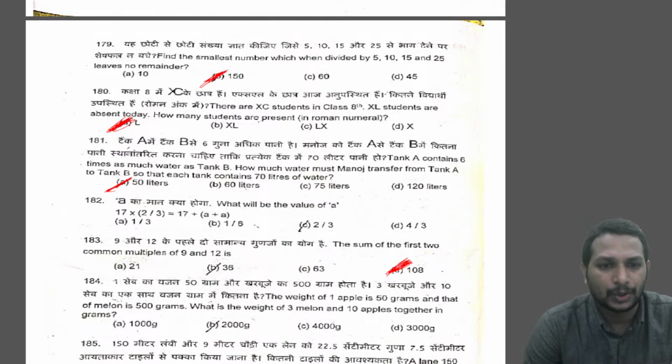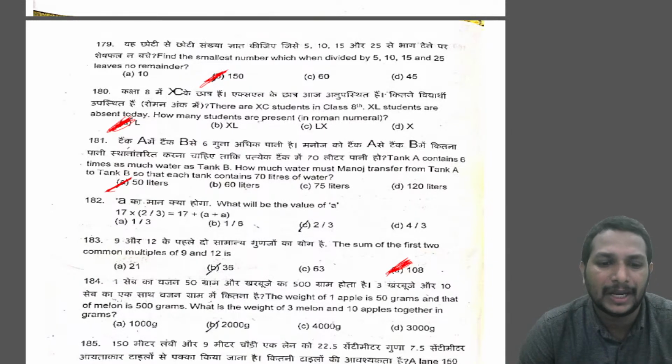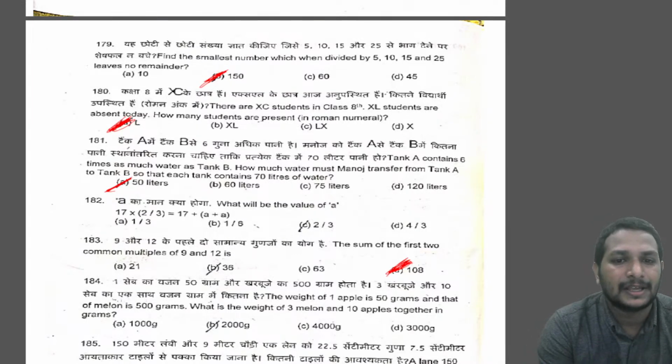Okay, let's go to question number 184. The weight of one apple is 50 grams and that of melon is 500 grams. As they gave the weight of one apple and melon, now weight of 3 melons and 10 apples. 3 melons and 10 apples. As they gave weight of one apple and melon, now we'll calculate for the required amount.